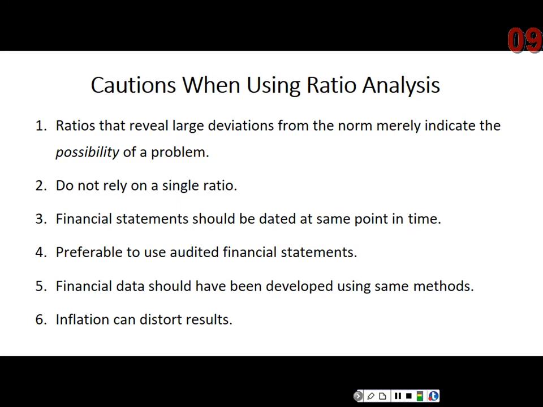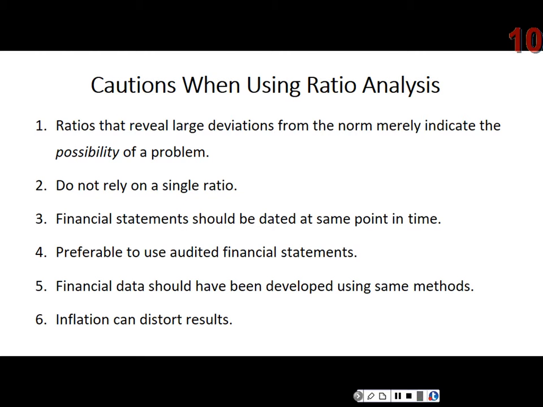Number three, common sense. Financial statements should be dated at the same point in time. So you're going to be comparing December 31, 2016 numbers for both the income statement and the balance sheet, and that works. That's fine. But if you've got, for example, a 2015 income statement and a 2016 balance sheet, it's not going to work very well for you.